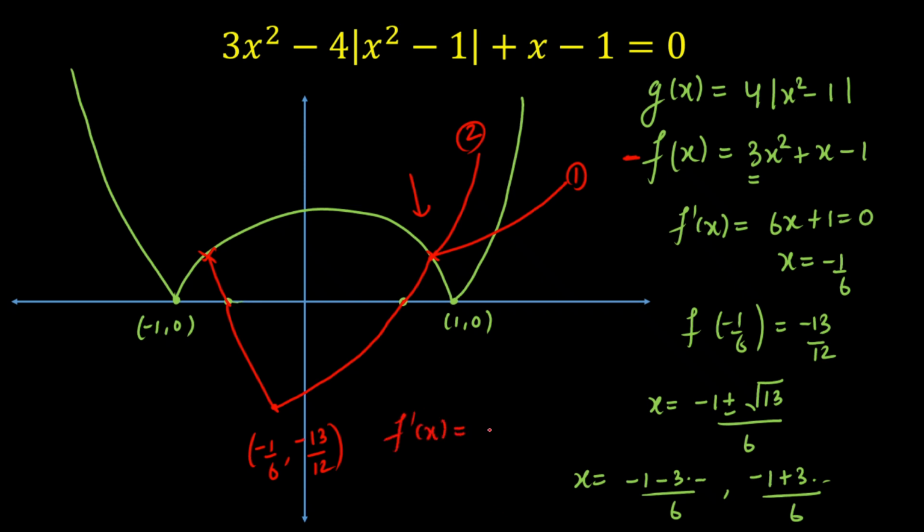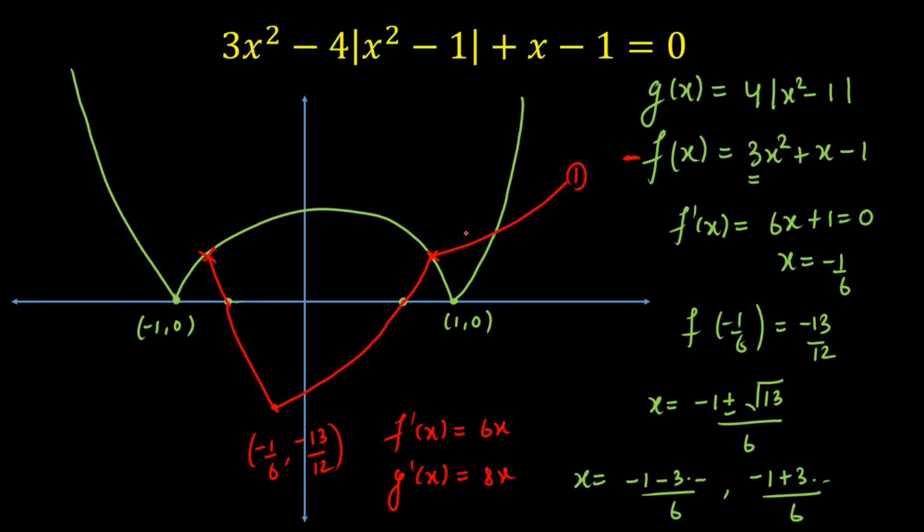So f dash of x will be equal to 6x and g dash of x will be equal to 8x for x greater than 0. Now the rate of change of g is more than f of x. That means g is going to overtake f of x at some point, clearly visible. So it's not possible that f of x will remain in the second case, because in the second case f of x is greater than g of x, and clearly with the rate of change it's not there. Okay, so I'm going to rule out the second case and we'll go with the first case.